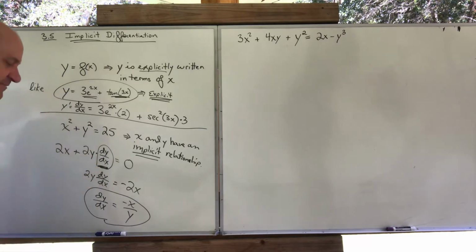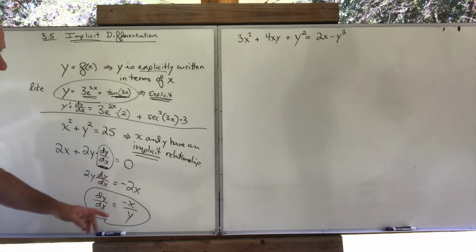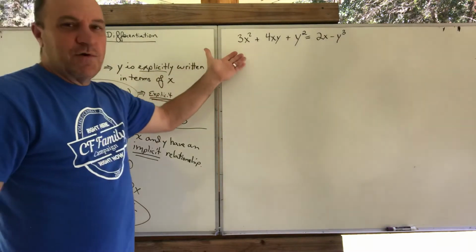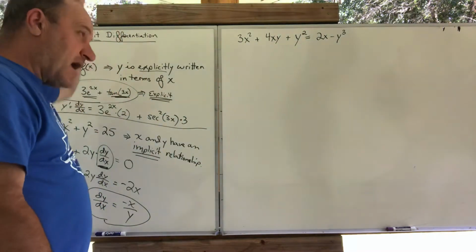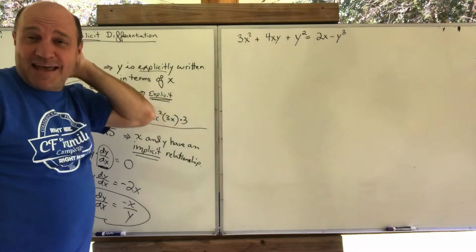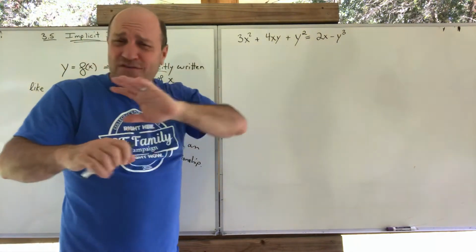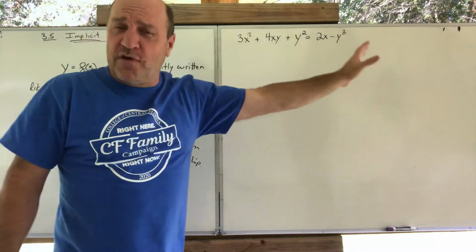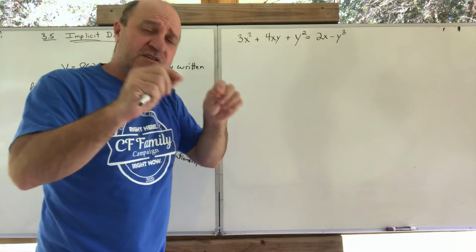So I tried to explain it as best I could. Let's try a more complicated one here. This one's quite a bit more complicated. So what did I say? You walk in and you just walk into the equation, you start doing the derivative. Again, you're doing the derivative with respect to x.